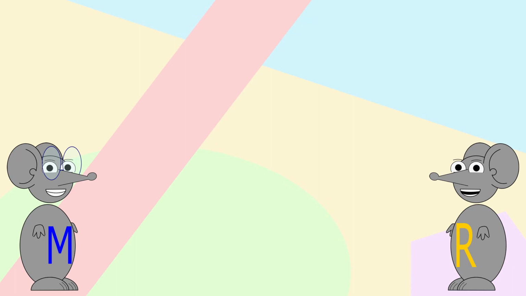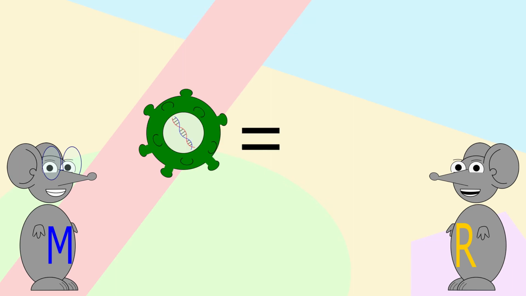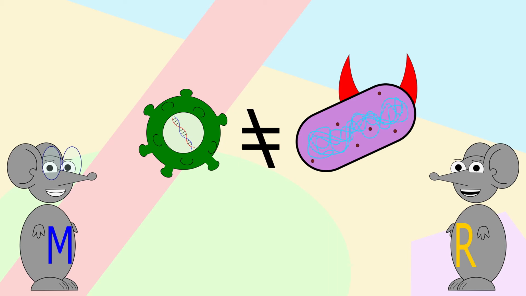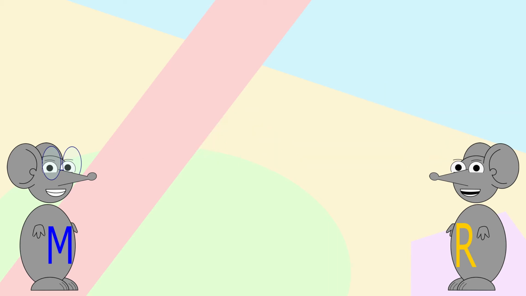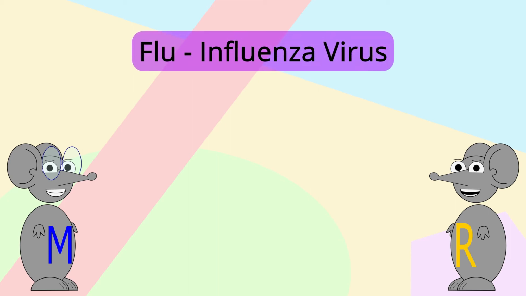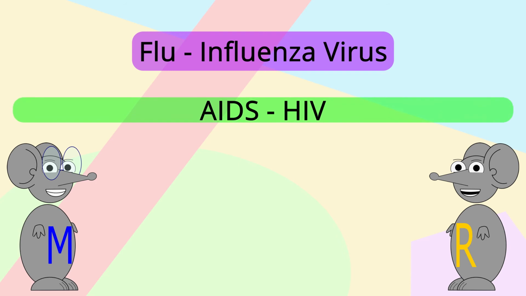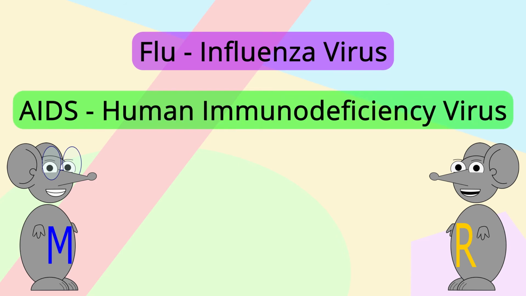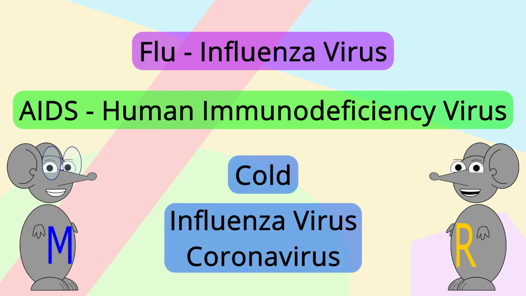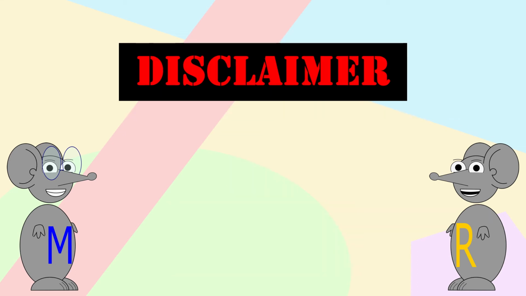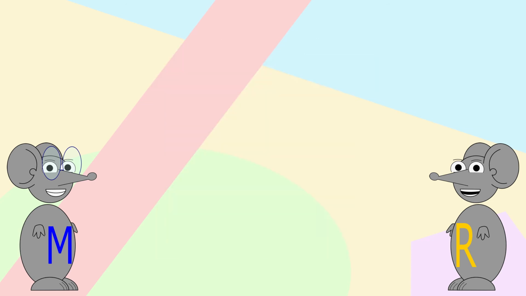People often think that viruses are like a more evil bacteria, but actually they are very different. On a daily basis, we encounter many diseases caused by viruses. Flu is caused by the influenza virus. AIDS is caused by HIV, or human immunodeficiency virus. Colds also have viral causes, but have a large variety of viruses that can cause them, including influenza and coronaviruses. Disclaimer: COVID is not a cold. We will talk about coronaviruses in another video.